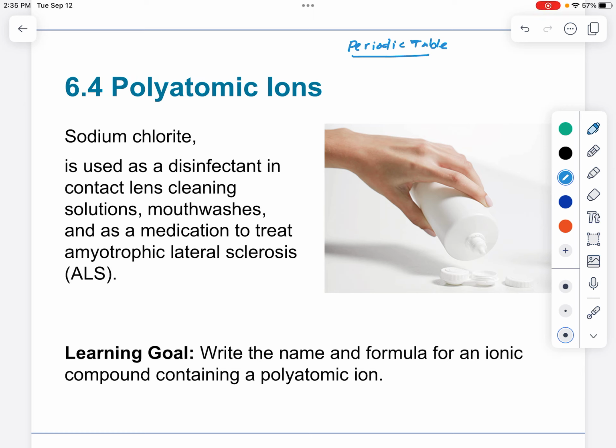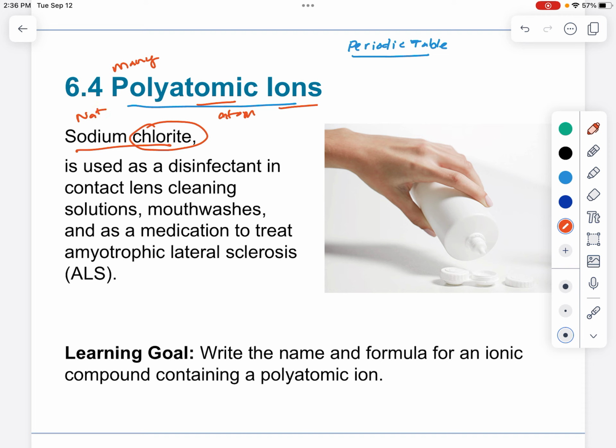Okay, 6.4, polyatomic ions. What is that? Well, polyatomic means, poly means many, right? And atomic, atoms. And we know that ions are groups with charge. So this is an ion made up of more than one atom. And in this example, chlorite is a polyatomic ion. Sodium is just our regular Na+.